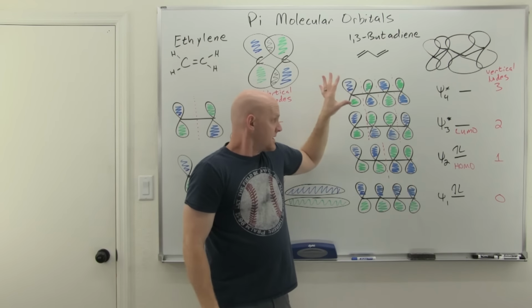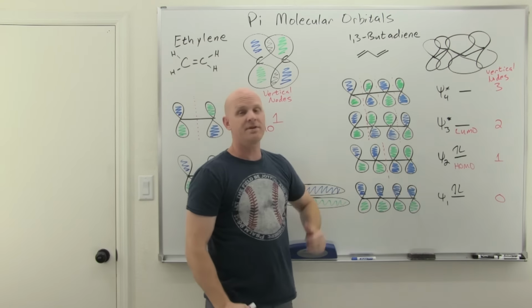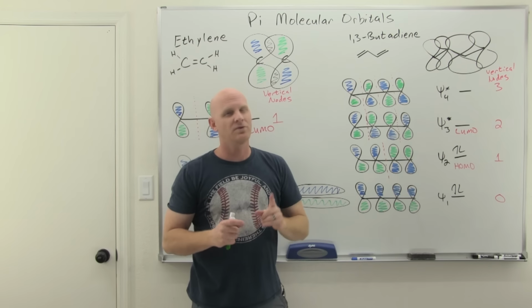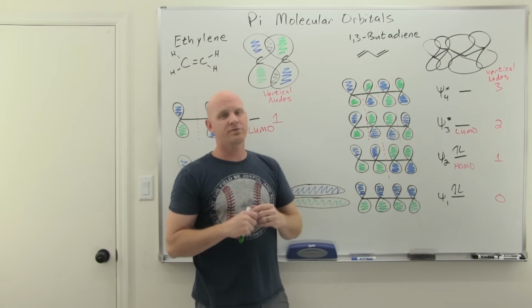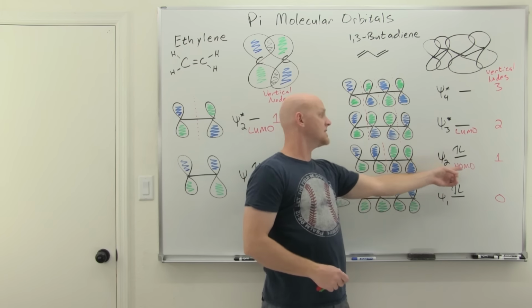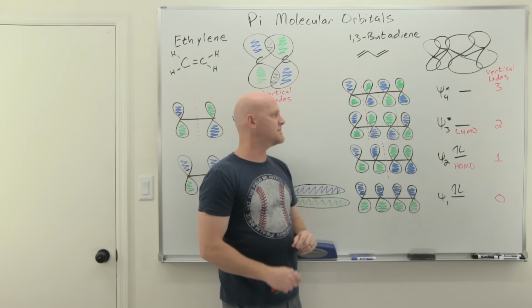And you're on the hook for this. You could be asked to draw any one of these. You could be asked to draw the entire diagram. They could just ask you to draw psi 2. Or instead of saying psi 2, they could say draw the HOMO for 1,3-butadiene, and you have to figure out, oh, psi 2 is the HOMO. It'll have one node and looks exactly like this. Those are the kind of questions that might arise.